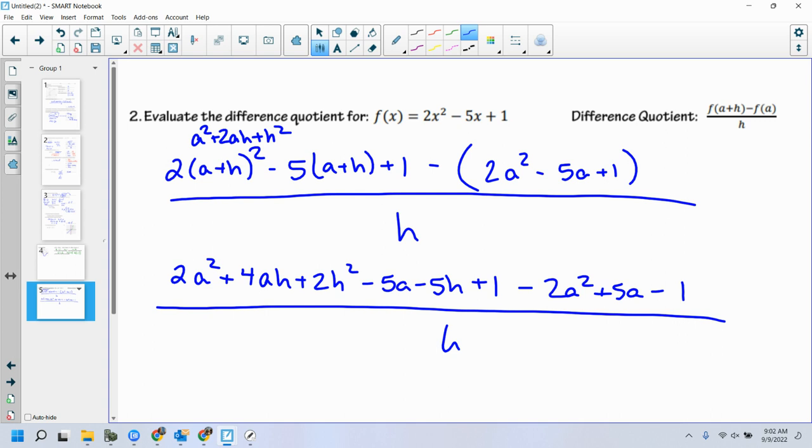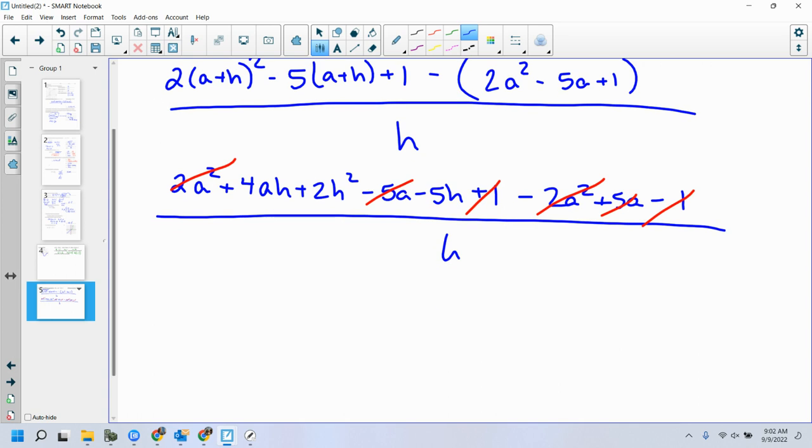All right, favorite part of these problems. Okay, we got a 2a squared and a negative 2a squared. I've got a negative 5a and a positive 5a. I've got a positive 1 and I've got a negative 1. Anything else? Nope.